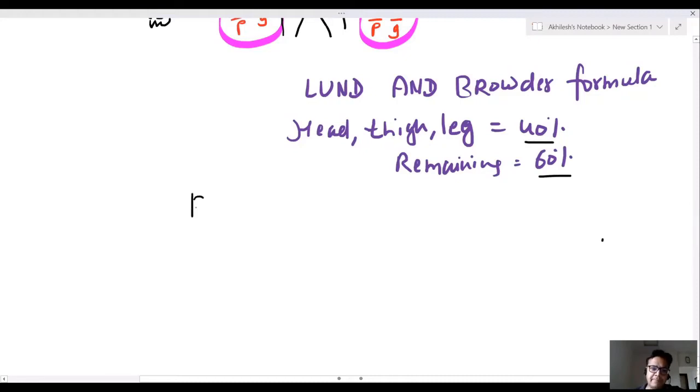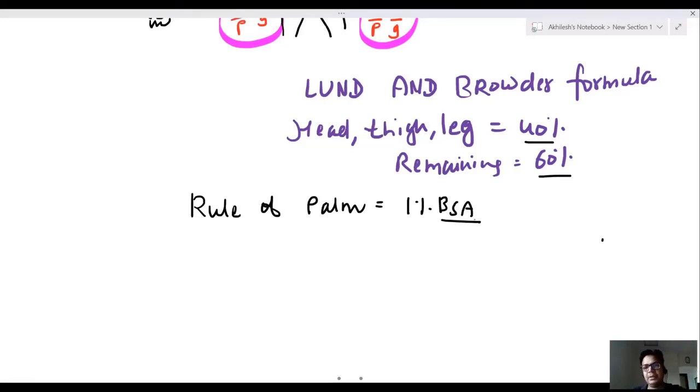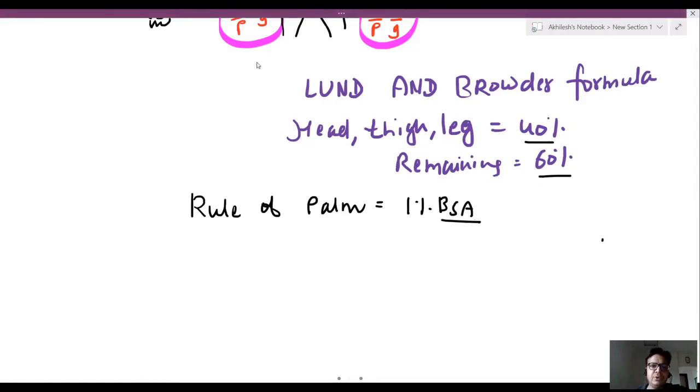Now, rule of palm. Your palm covers 1% of body surface area. This is known as the rule of palm. Now, sir, a very important MCQ comes.